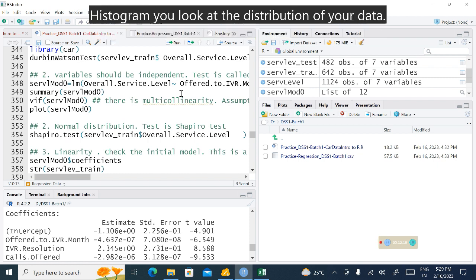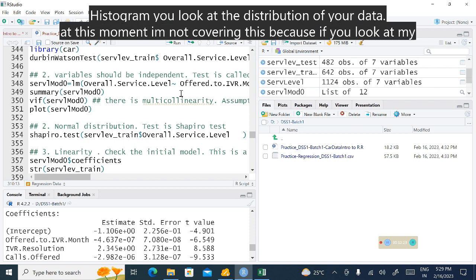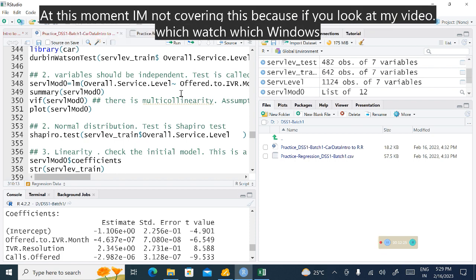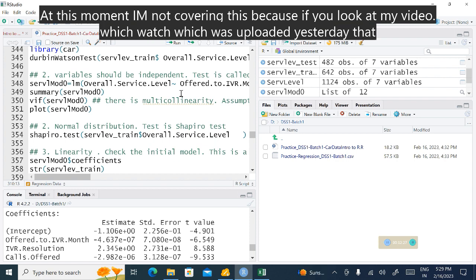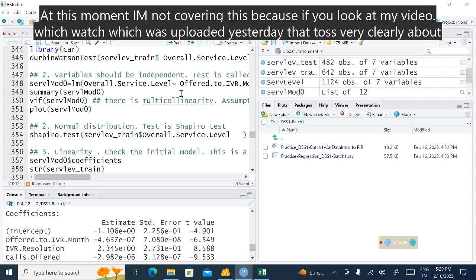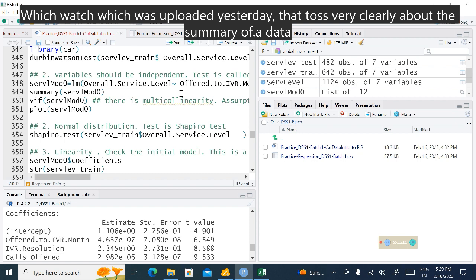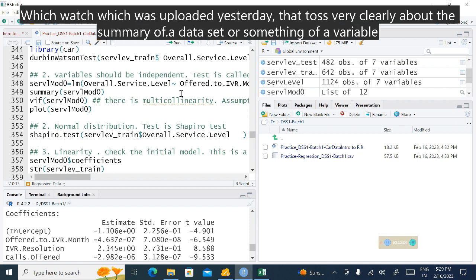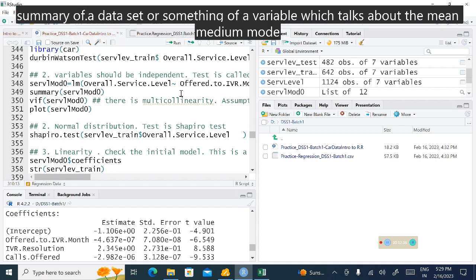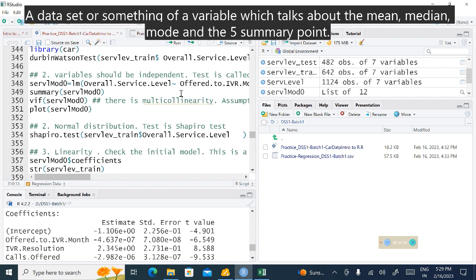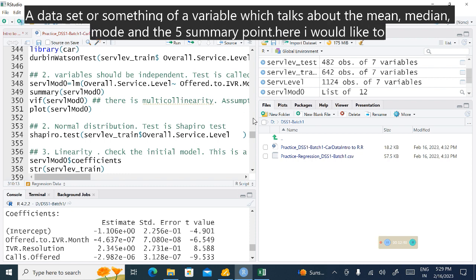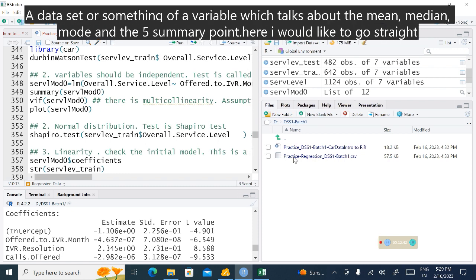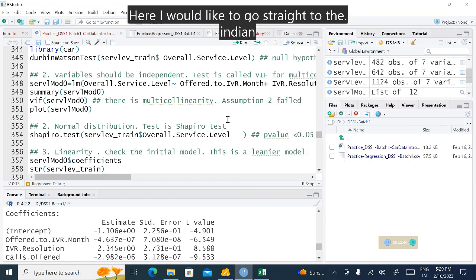At this moment, I'm not covering this because my video, which was uploaded yesterday, talks very clearly about the summary of a data set or summary of a variable, which talks about the mean, median, mode, and the five summary point. Here I would like to go straight to the linear regression model.